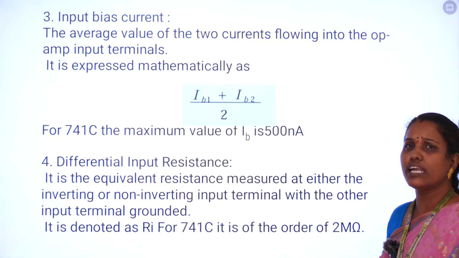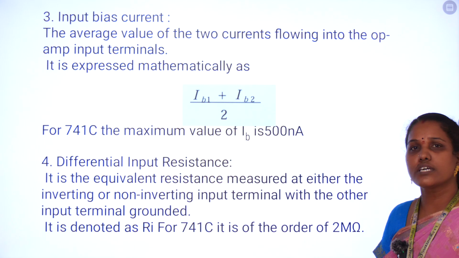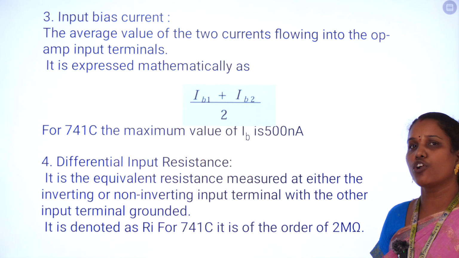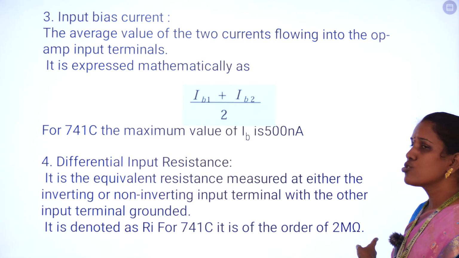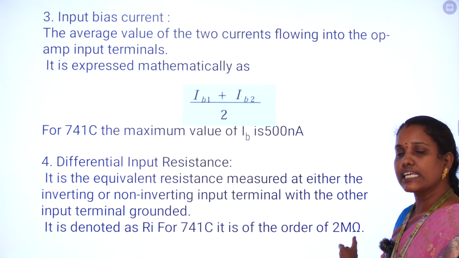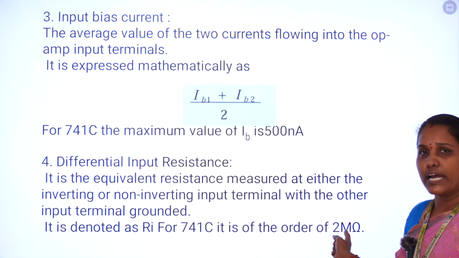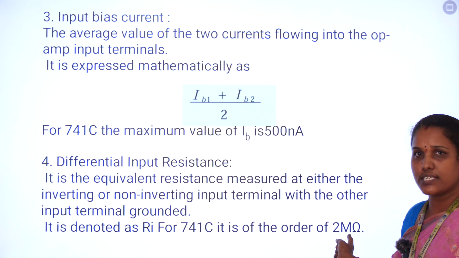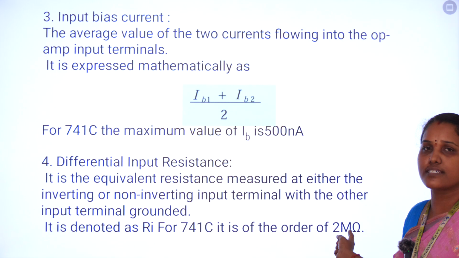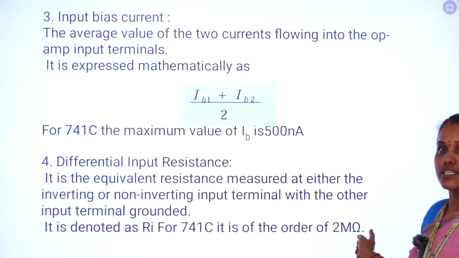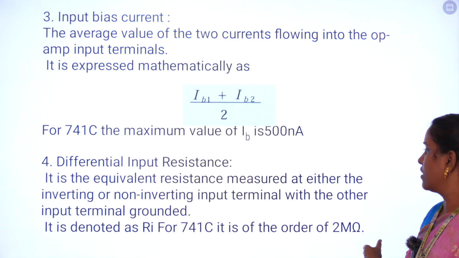Now we can go for the input resistance between the input terminals, the inverting input and non-inverting input terminals. In the ideal case, the input resistance is infinity. In practical cases, you can give your biasing voltage to bias the transistors used in the fabrication, so you want them in the active mode. At that time, the input resistance between the input terminals is 2 mega ohms.